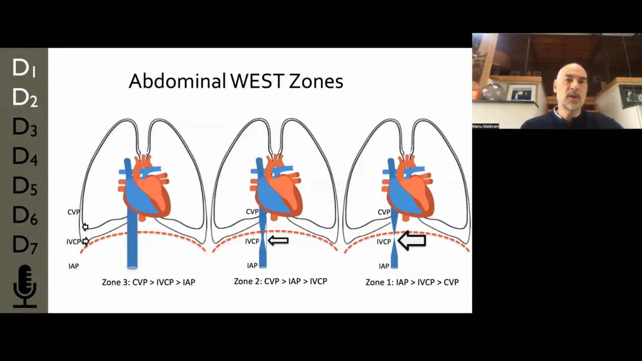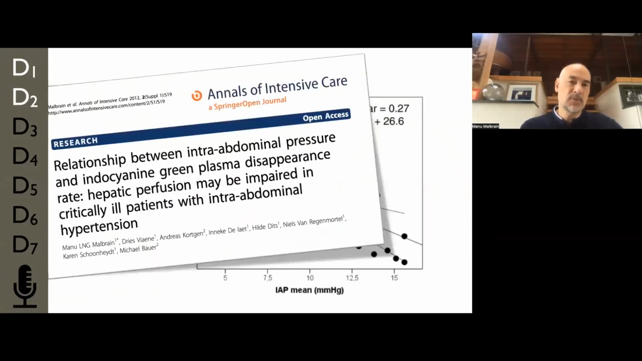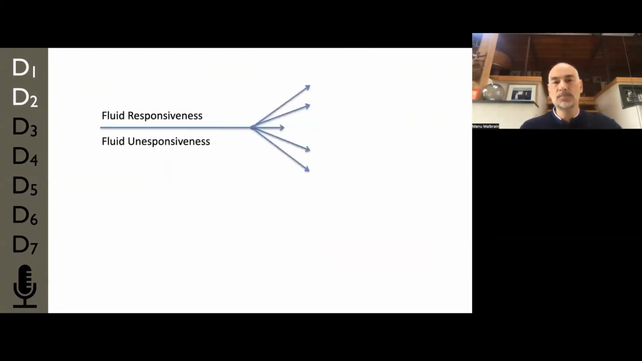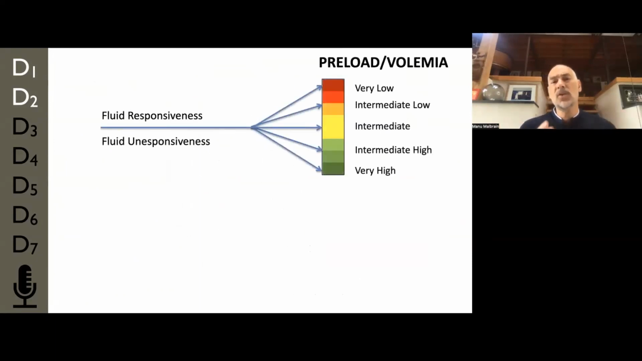It's also important to recognize the abdominal West zones, which relate to the interplay between central venous pressure, abdominal pressure, and inferior vena cava pressure. Because there is a relation between abdominal pressure and perfusion as measured with ICG-PDR. If you look at the normal ranges and you go to the higher abdominal pressures, you see that ICG-PDR is low. So now let's focus on the macrohemodynamics.